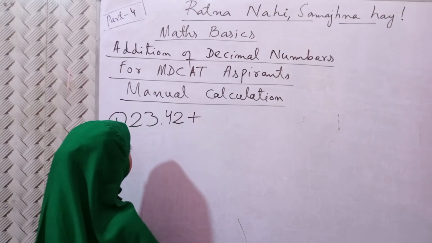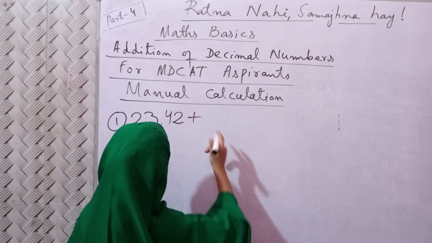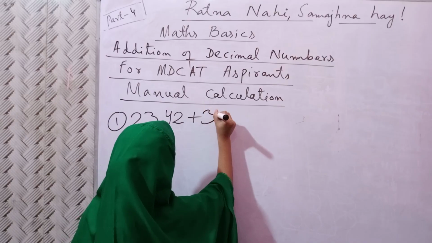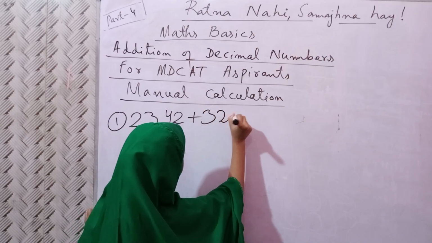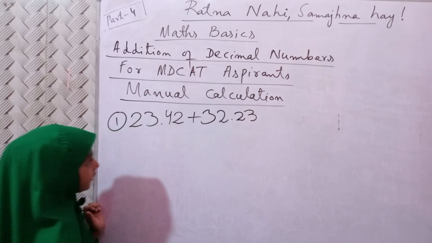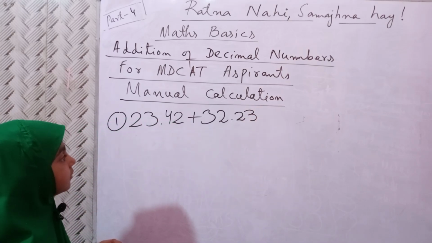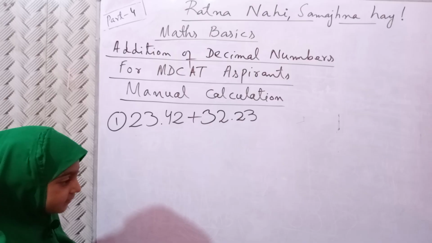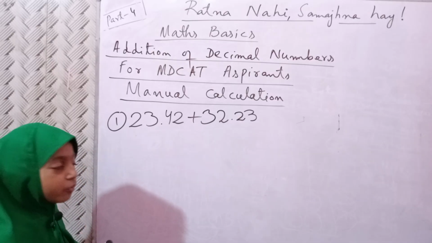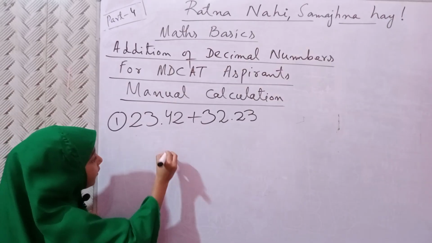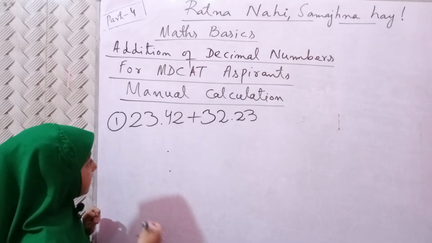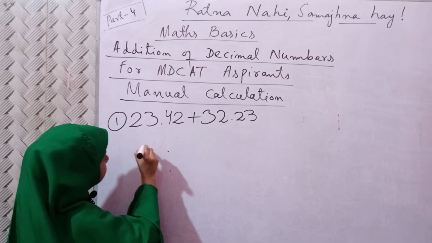23.42 plus 32.23. Now first of all, point below point, like this. Point below point and number below number. Look like this.